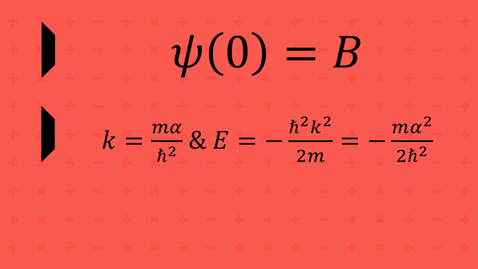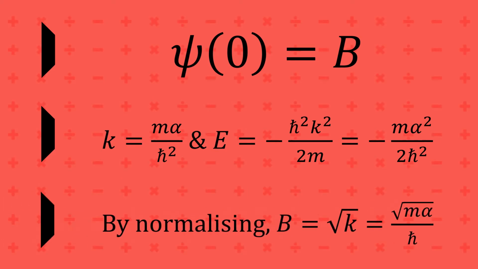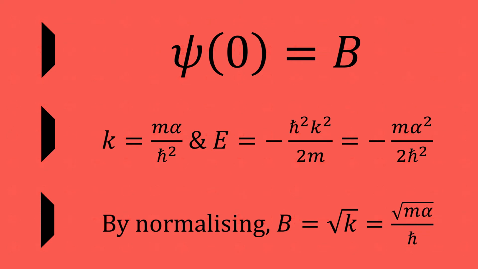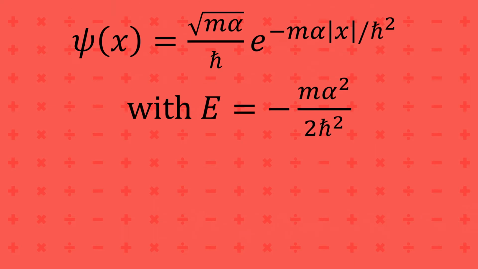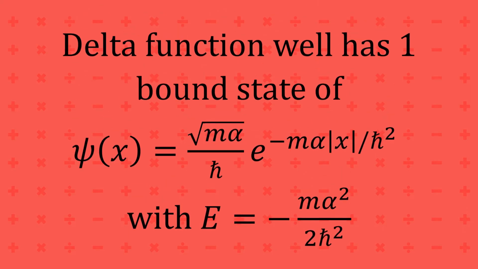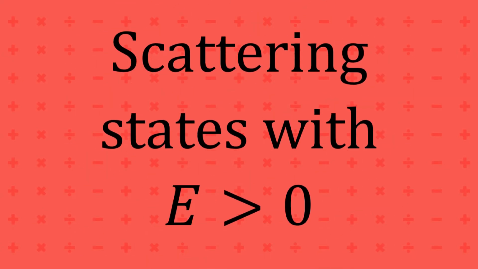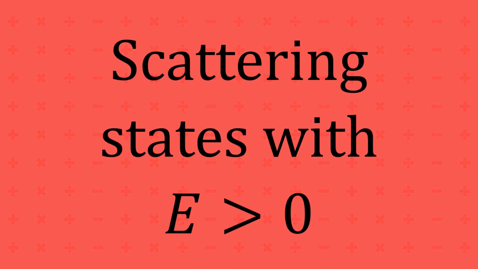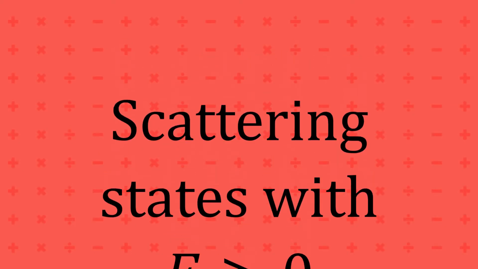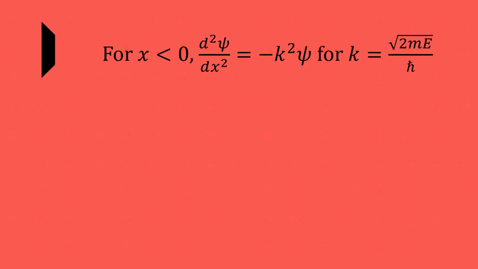Thus, k is equal to m alpha over h bar squared, and the allowed energies are given by these expressions here. By normalizing, we find that b is equal to the square root of m alpha over h bar. Thus, the delta function has exactly one bound state of psi of x equaling this expression here, with E equal to minus m alpha squared over 2 h bar squared. Now, we'll move on to discussing the scattering states with energy positive for the delta function potential.